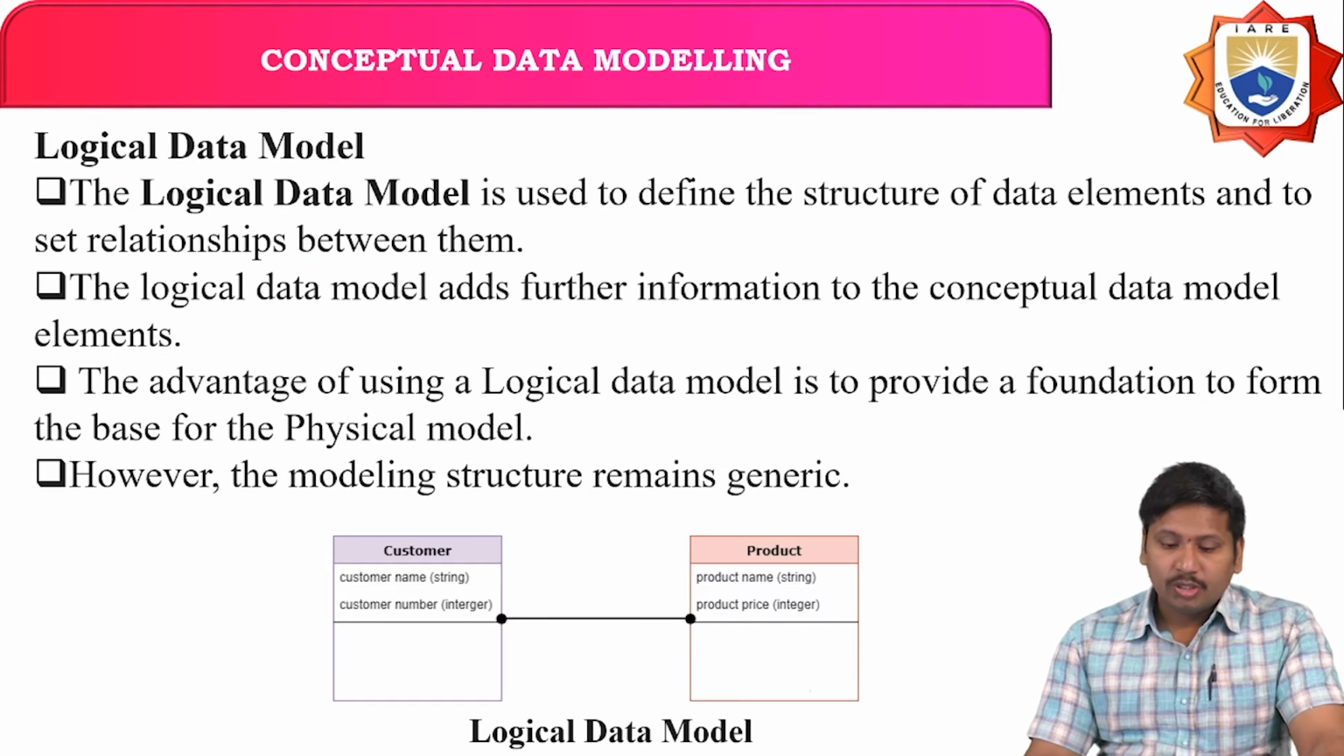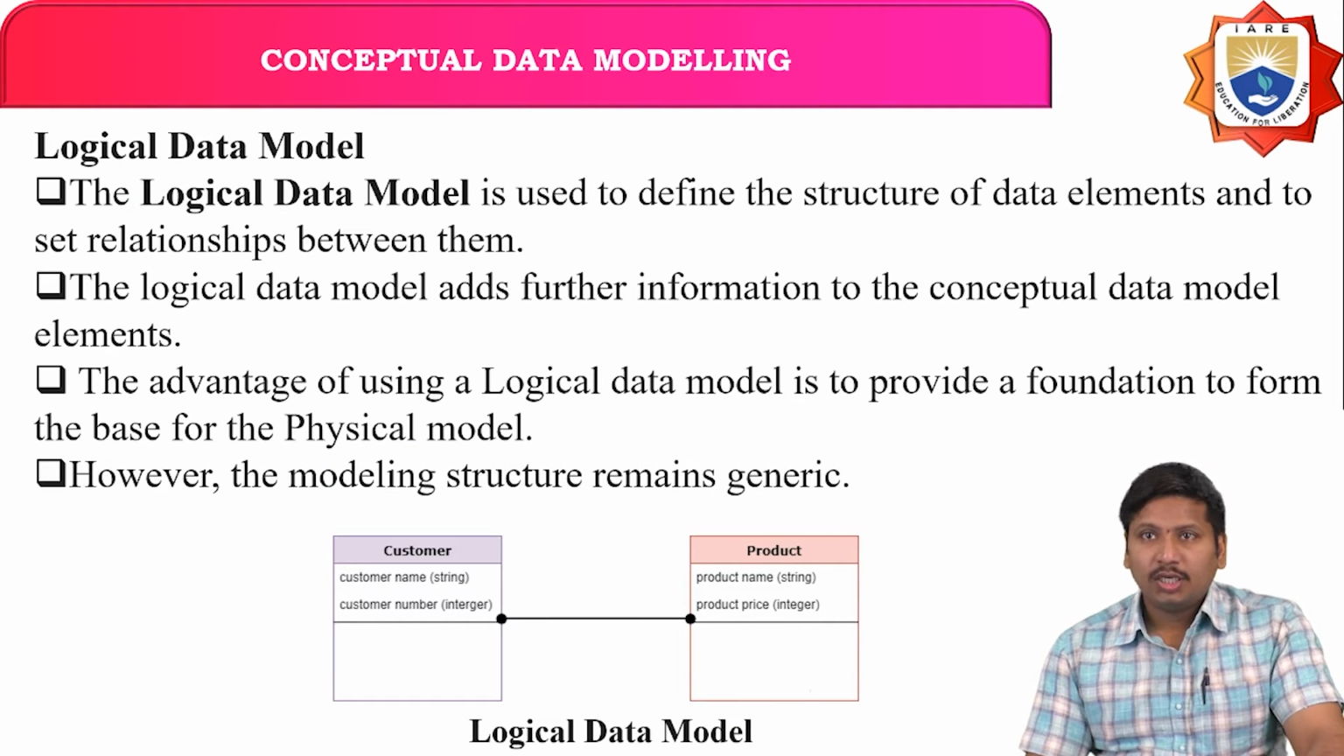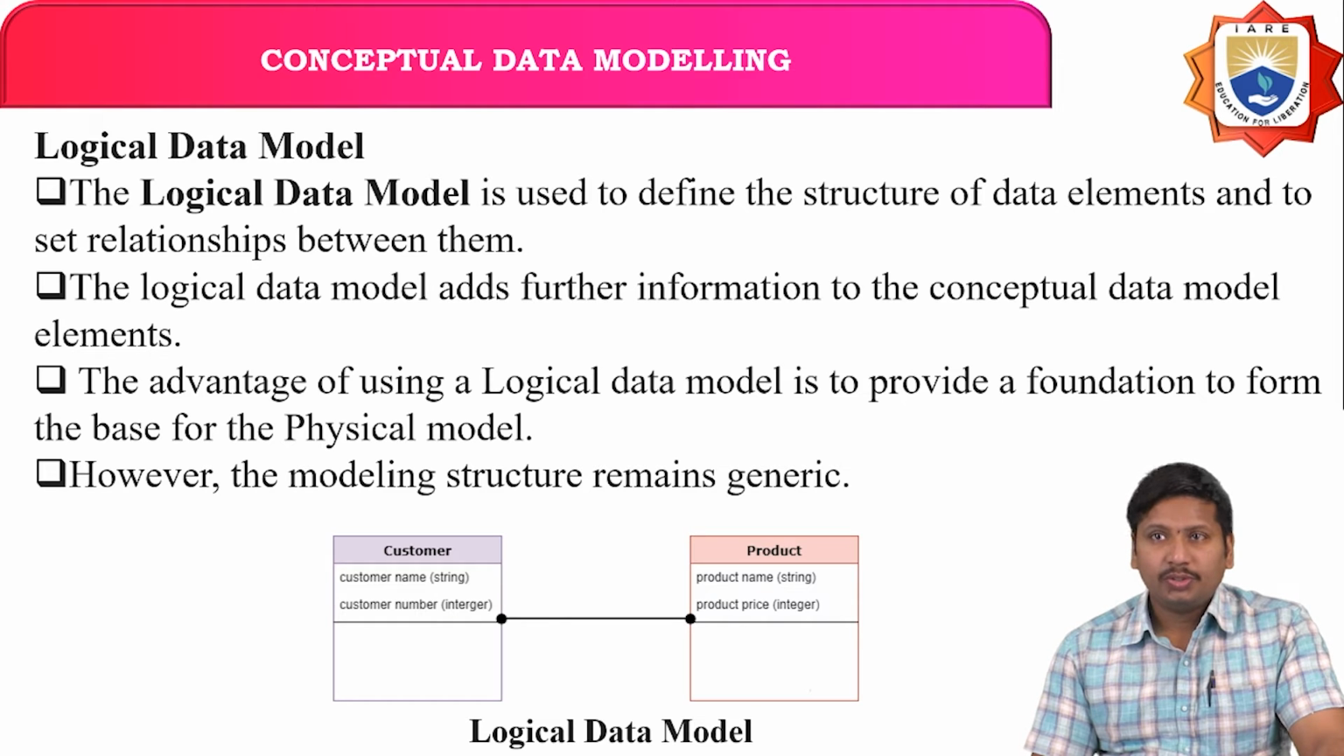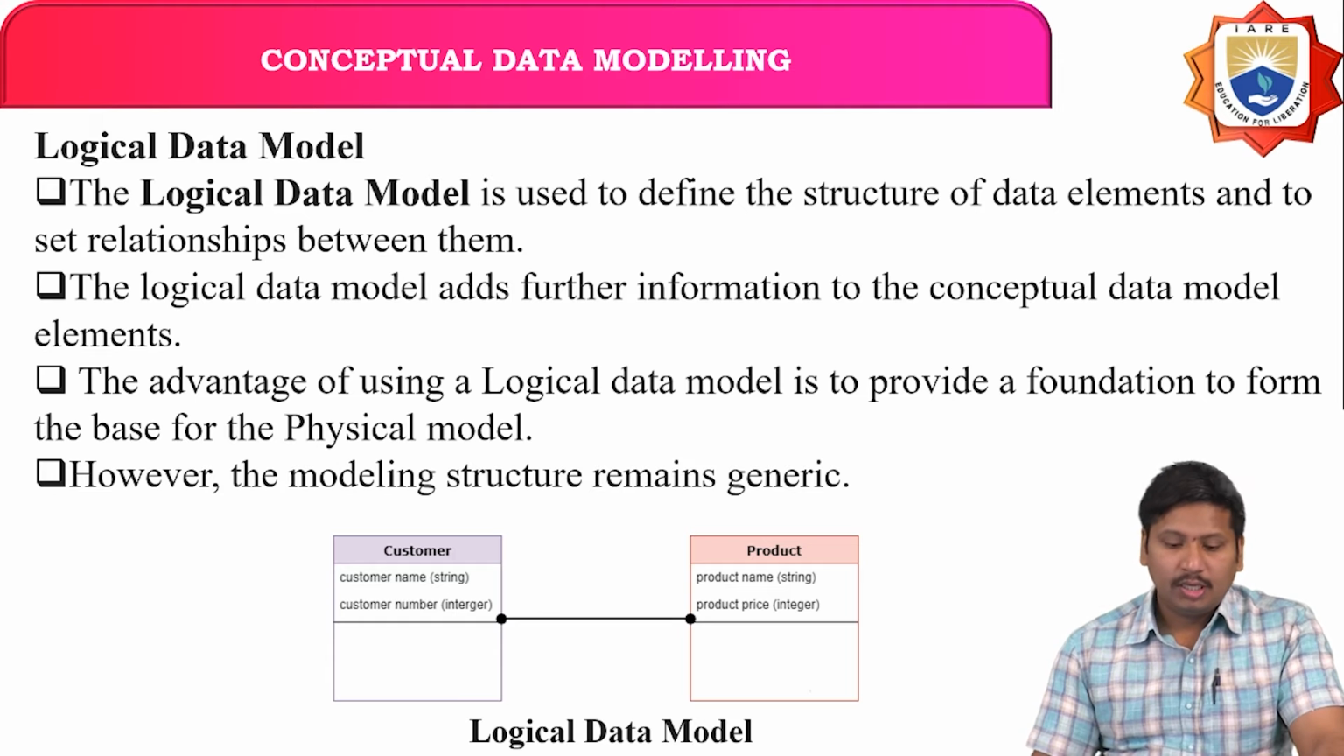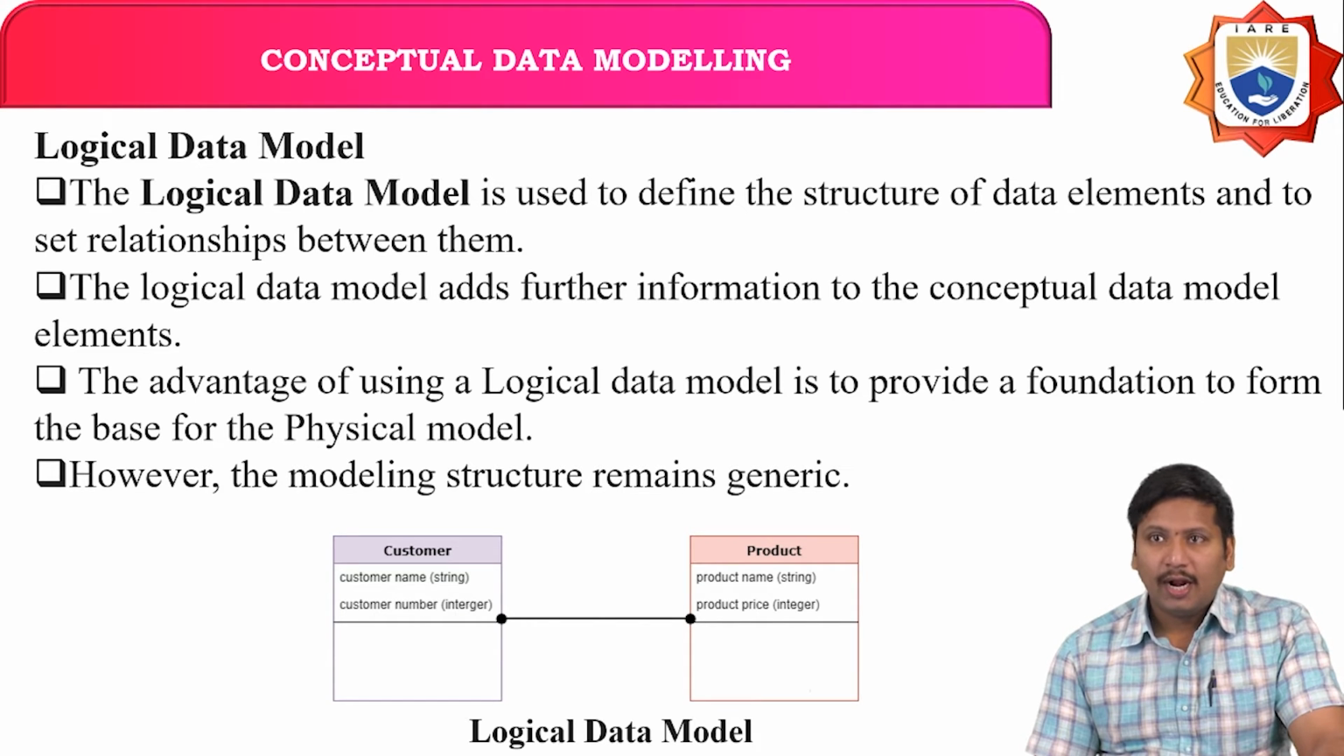So next is the logical data model. The logical data model is always used to define the structure of the data elements and to implement the relationship between them. This data model adds further information to the conceptual data model elements. The advantage of using the logical data model is that it provides a foundation to form the base for the physical model as well. However, the modeling structure remains generic here, right?